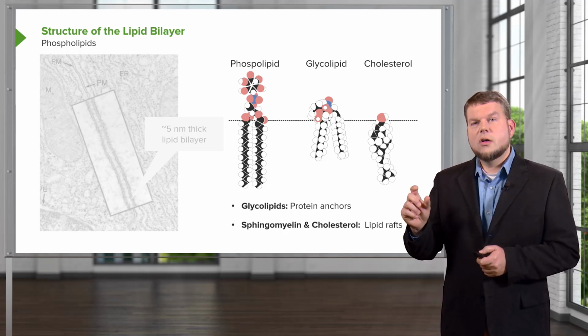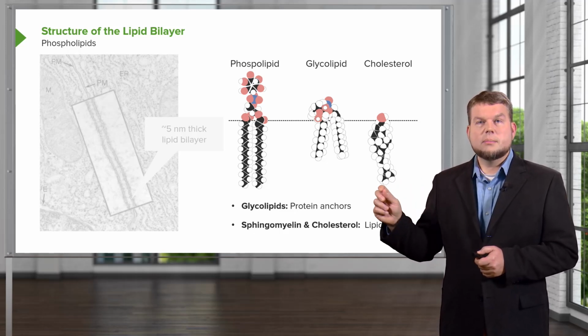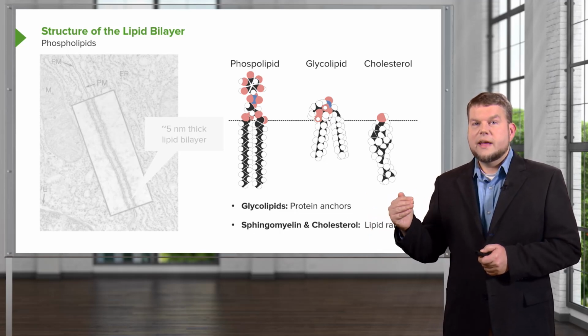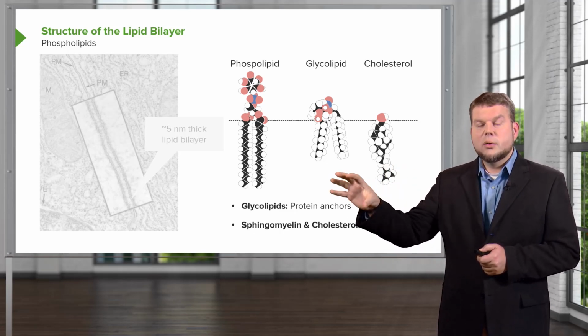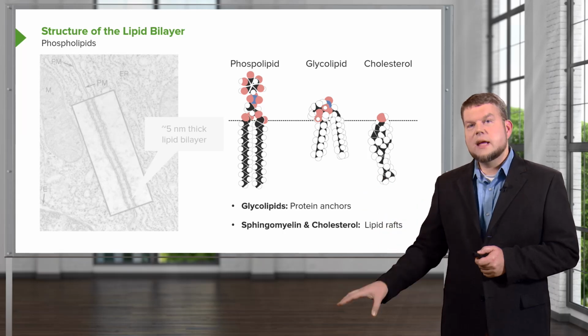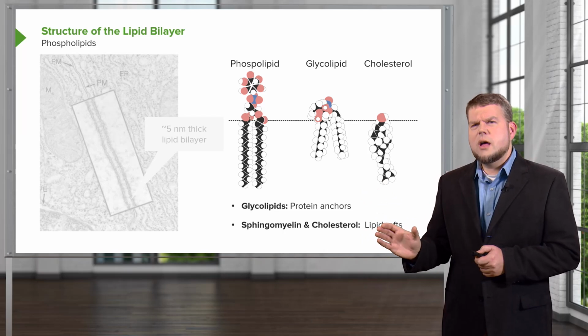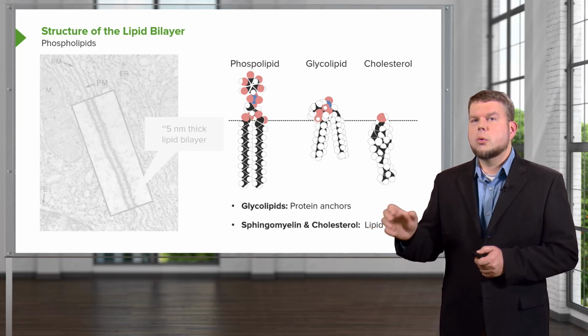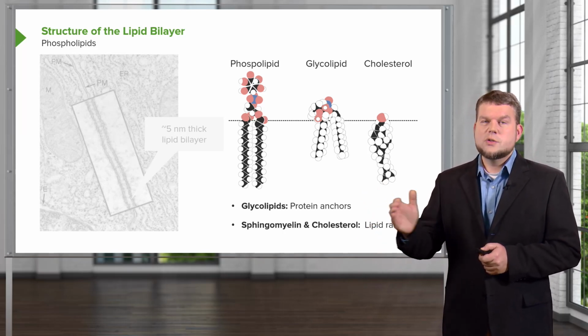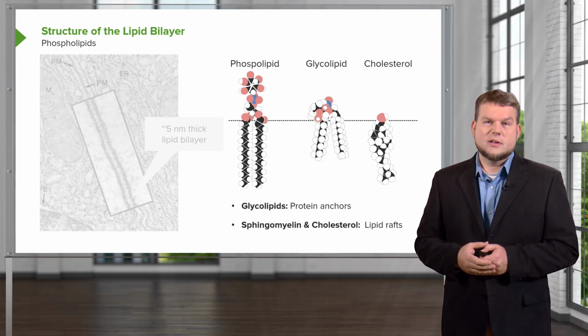And you notice that all three of these, phospholipids, glycolipids, and cholesterols, have a head component that's on one side and a tail component that's on the other. And this is very important in how these molecules will eventually orient to two different sides of the membrane. So let's get to those now.